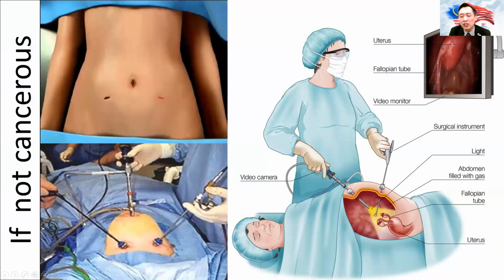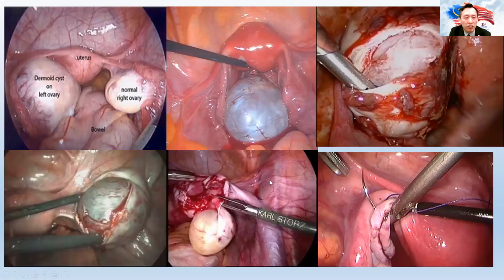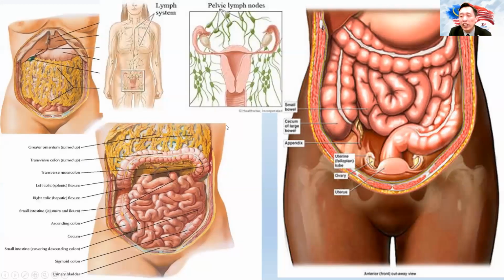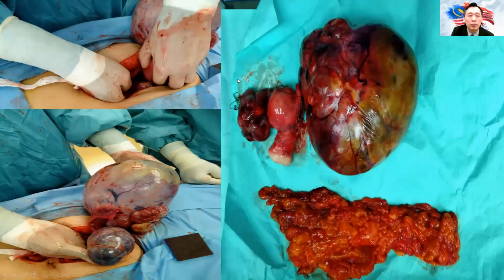So if it's not cancerous, then we can do a laparoscopic surgery where the capsule is opened up and the cyst is removed. Then we can close back the space. Ovarian cancer requires operation, normally TAHBSO, total abdominal hysterectomy, bilateral salpingo-oophorectomy. Then we can do some lymph node excision. So this is my patient whom we operated on for bilateral ovarian cancer.